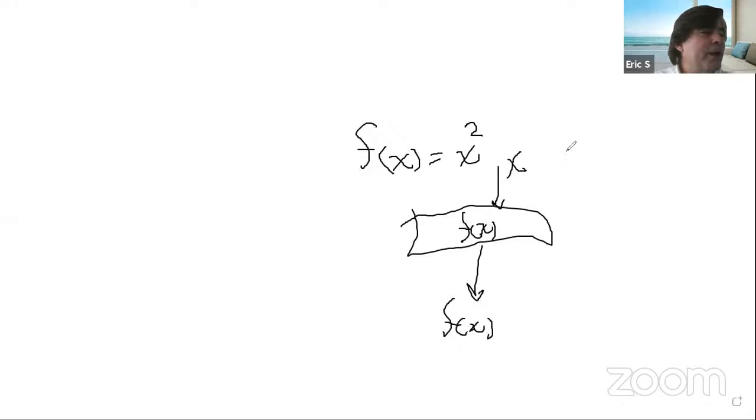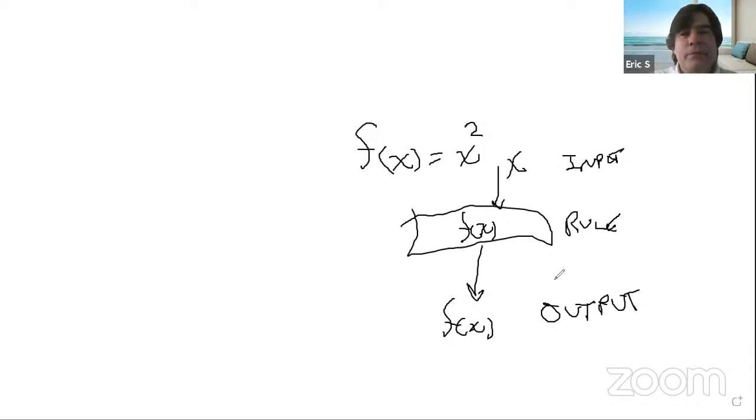So for any function, you have an input. You've got the rule and what you want to compute, and then you get the output. So functions basically have inputs, they have outputs, and they perform some operation of some kind.